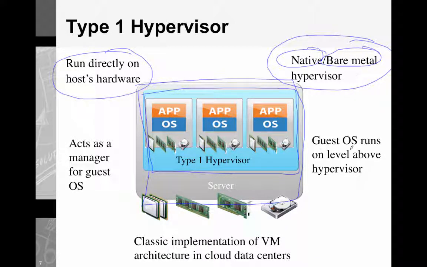In this case, the guest operating system is running on a level above the hypervisor, of course, and the hypervisor is acting as a manager for all the guest operating systems. This is a classic implementation of VM architecture in cloud data centers. So directly on top of the hardware, you're installing the hypervisor.